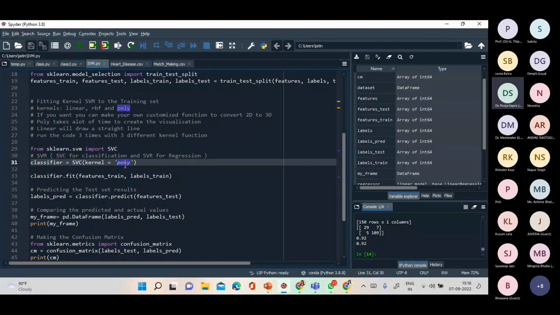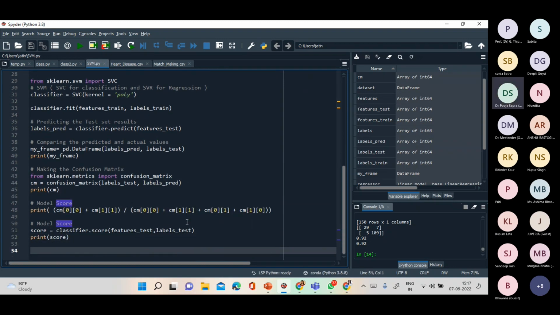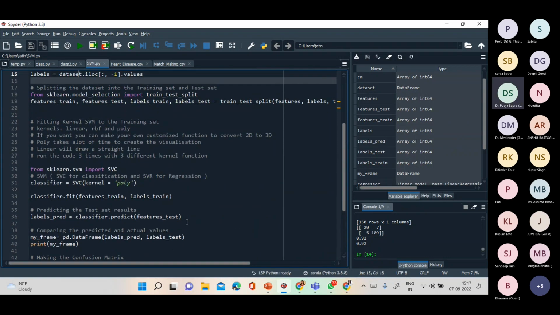We are using kernel function. Kernel function means a function which is required to get the decision boundary, right? We would be passing it as a parameter, so we are using it as poly. After that, again, same fitting of the model, same prediction of the model, checking the test data and predicted data. After that, confusion matrix, and then the score, right?